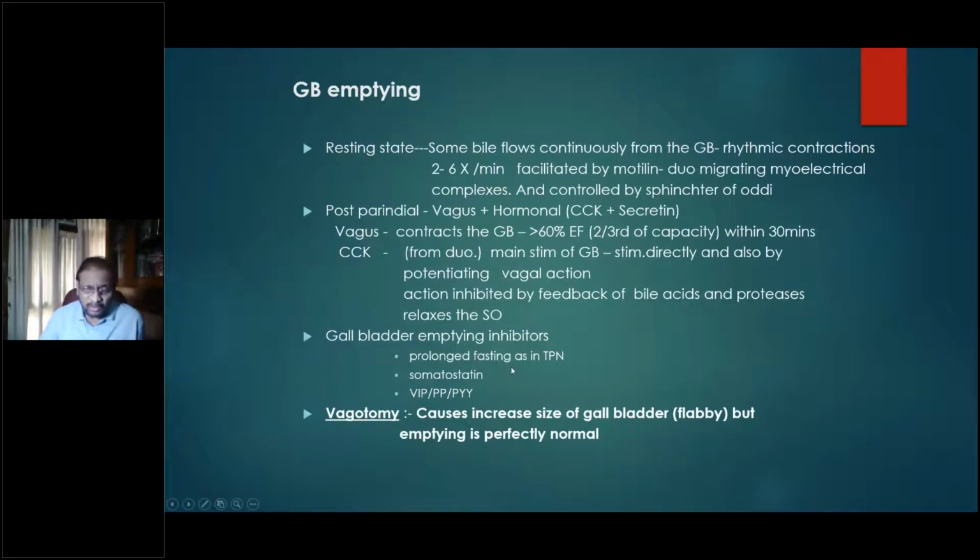Number 1, prolonged fasting, as in DPN, but at that point of time in the postprandial period, the somatostatin, the vasoactive inhibitory peptide, the pancreatic polypeptide, and polypeptide YY. So these are basically all the hormones and cytokines which are trying to stop the gallbladder from contracting. So these are inhibitors of emptying. Now, when you had a vagotomy, remember we talked about truncal vagotomy last time, and we said if you cut the trunk of the vagus, you're also cutting the hepatic branch. Now, what happens when you cut the hepatic branch?